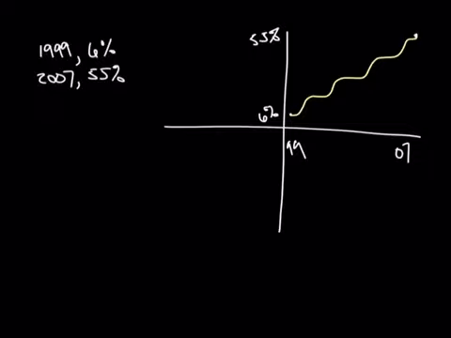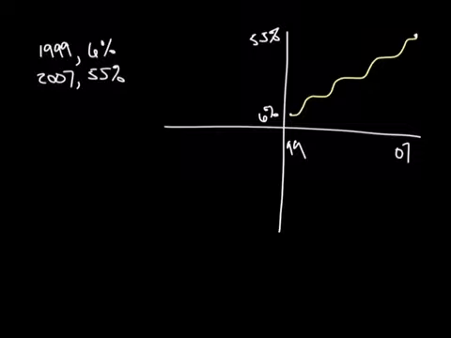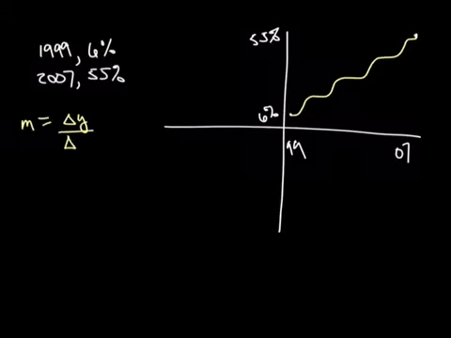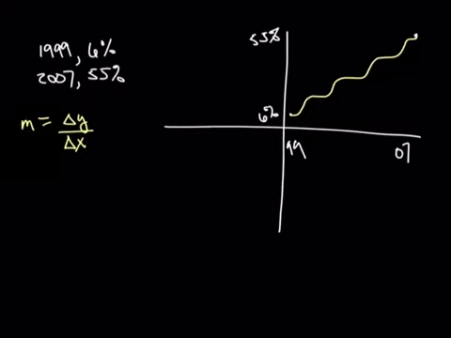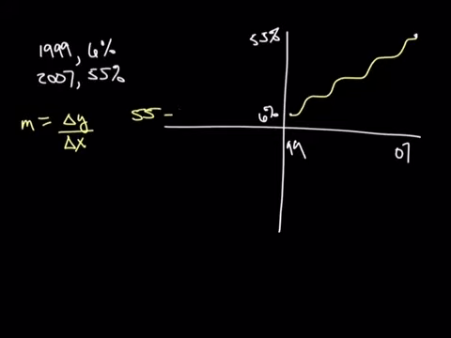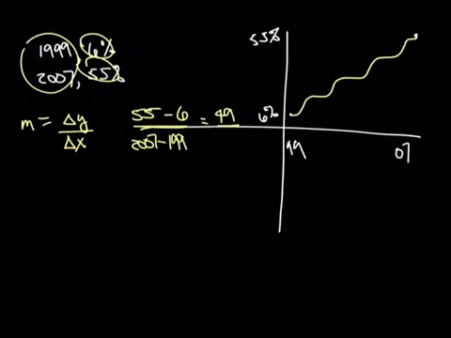So what we're looking for is the average rate of change in the percent. Rate of change is slope, which equals the change in y over the change in x. What was the change in y? It was 55 minus 6, because we went from here to here. So how much difference was that? That's 49. And what is the change in x? 1999 to 2007. So 2007 minus 1999, which is going to give me 8.